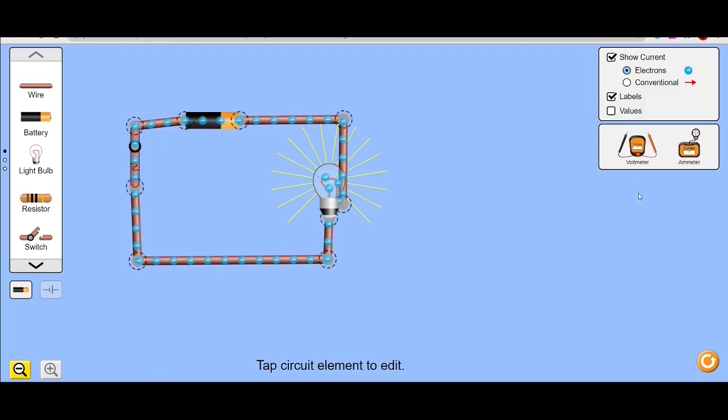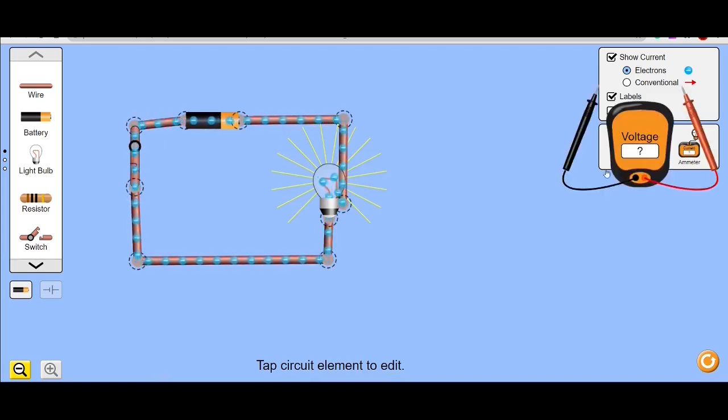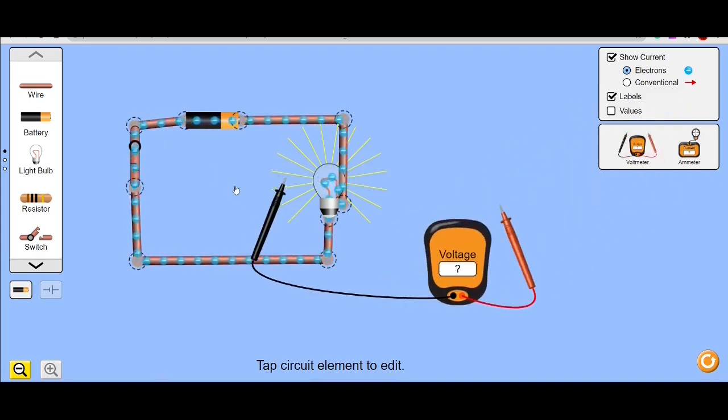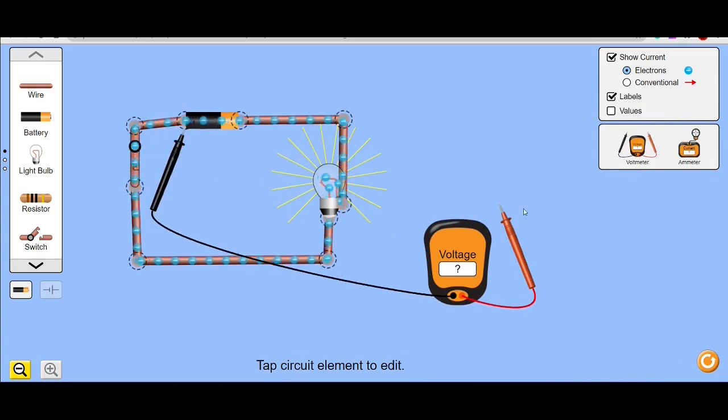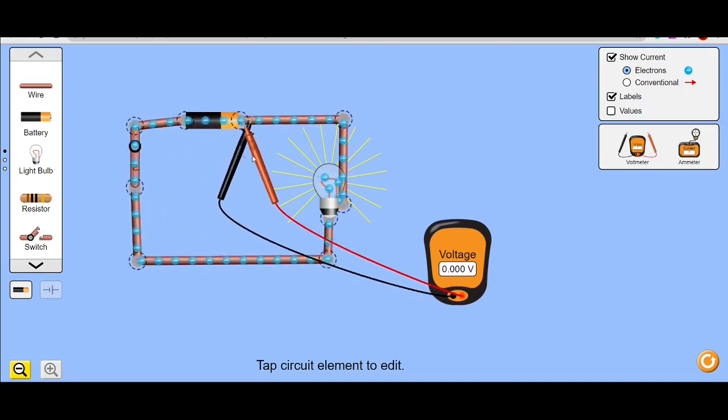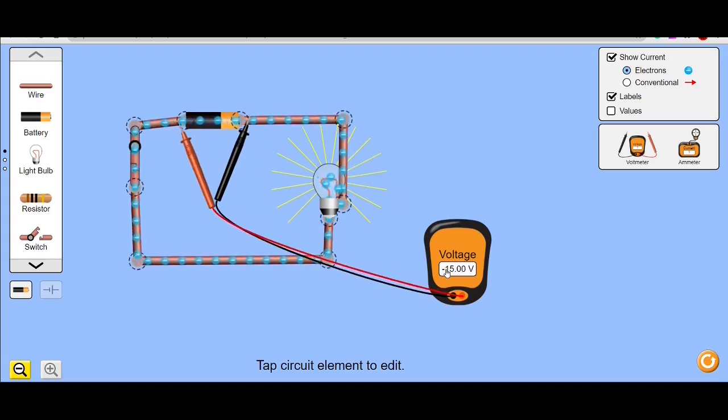Now let's check the voltage across the bulb and the battery. So let's connect this one end like that and the other end right here. You will see that the voltage across the battery is 15 volt. Now let's just interchange these 2 points. This is connected like that. Now you will see that the voltage is minus 15 volt.